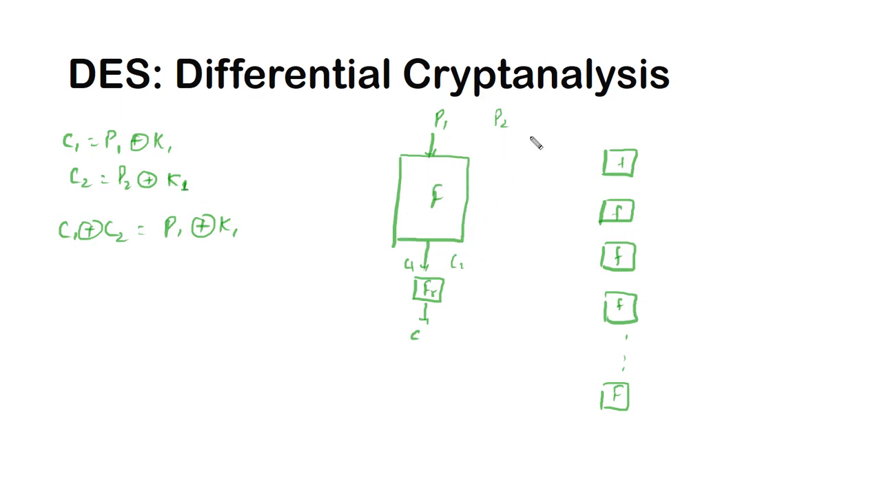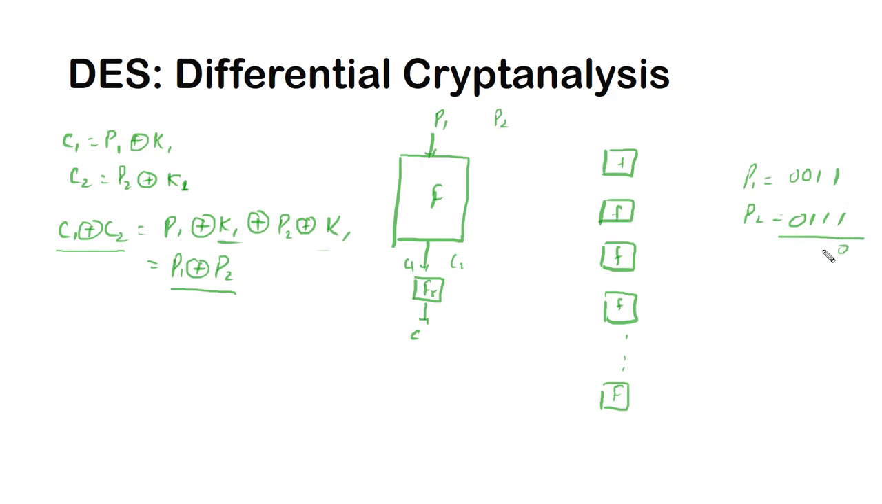Why? Because we are passing the same values into the same function, right? So the key is going to be the same, but the ciphertext and the plaintext are different. C1 XOR C2 is P1 XOR K1 XOR P2 XOR K1. So K1 and K1 XOR will be 0. So it's P1 XOR P2. What do C1 XOR C2 and P1 XOR P2 mean? If I assume my P1 to be 0 0 1 1 and P2 to be 0 1 1 1, and I XOR both of them, I'll find that 0 XOR 0 is 0, 1 XOR 1 is 0, 0 XOR 1 is 1 and 1 XOR 1 is 0.